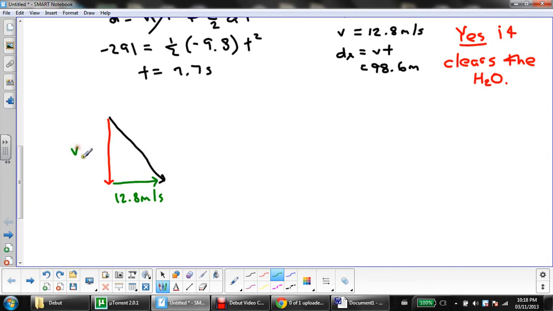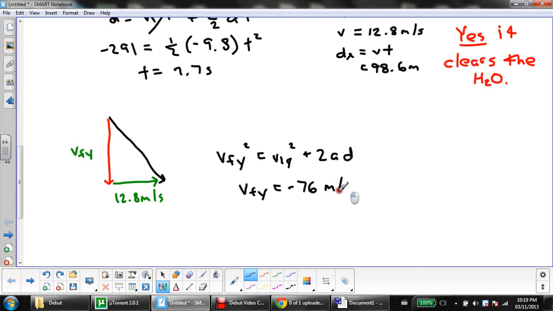I'll call this vfy. How am I going to get this vfy? That's what I need. I guess I could use vfy squared equals viy squared plus 2ad. a is minus 9.8, d is minus 291. This guy's 0. I'm going to get vfy to be about minus 76. It's got quite a fast up and down velocity right near the end.